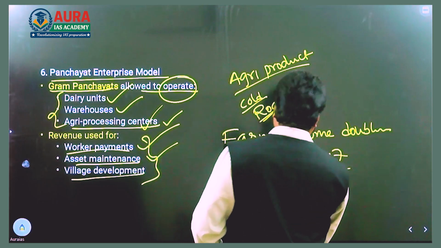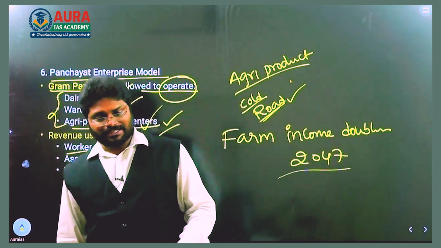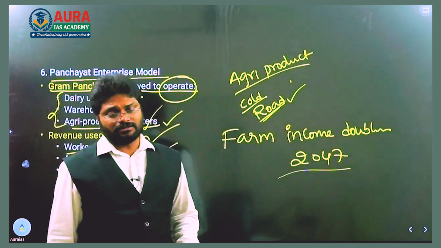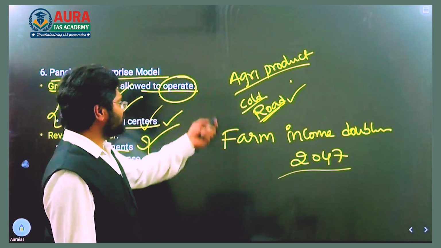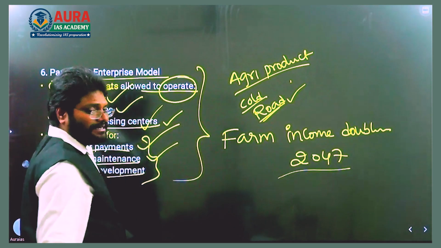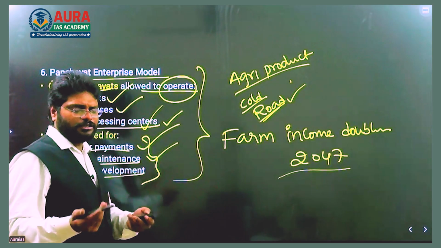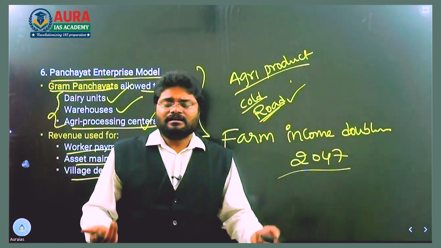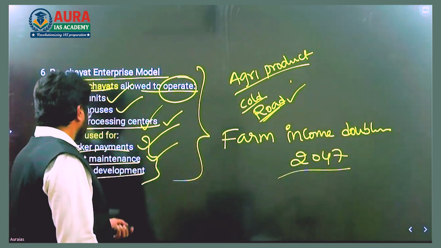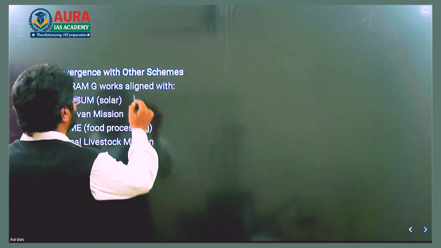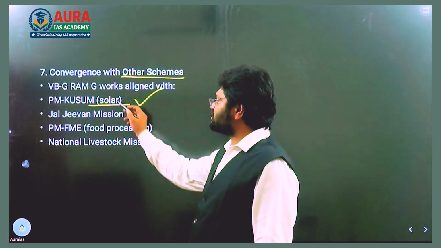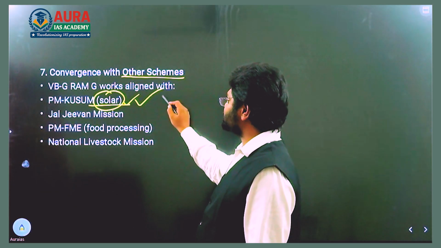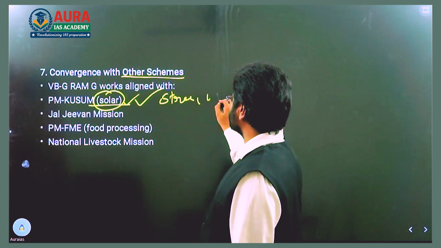Earlier they fixed the date as 2022, but we couldn't achieve it. So now it is extended to 2047. That is the year of 100 years of independence. So this is aligned with the national goals. Without generating any assets, giving money is completely useless. Okay, so now you can see convergence with other schemes. Here PM Kusum is a central government scheme which is running, for the establishment of solar panels, solar street lights, solar water pumping and so on.